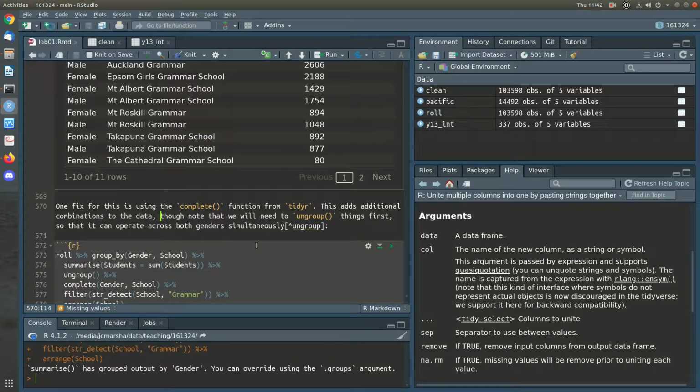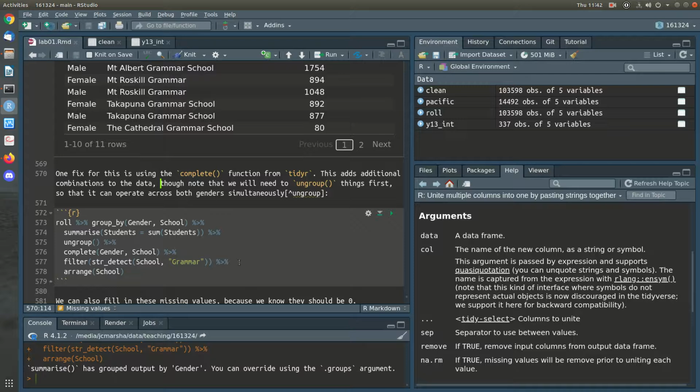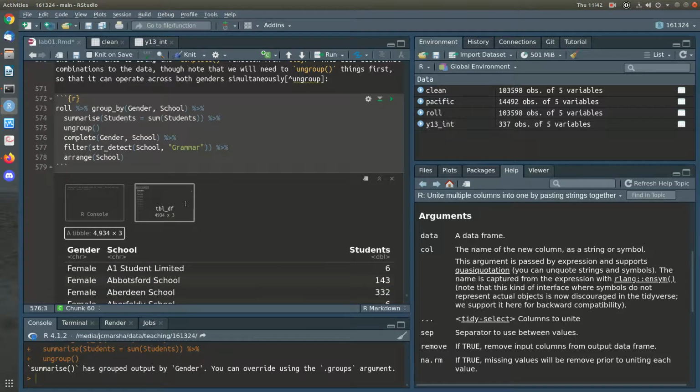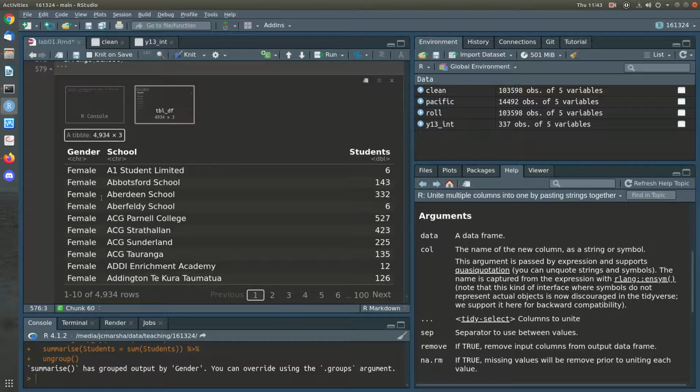Essentially, what this does is it adds all of the other possible combinations of the data back in. So here we're going to grab our data like we have above. We're grouping by gender and school and summarising the number of students, and then we're ungrouping to just remove the grouping.